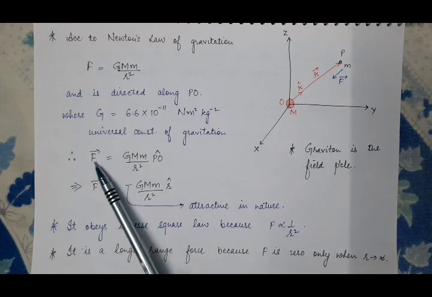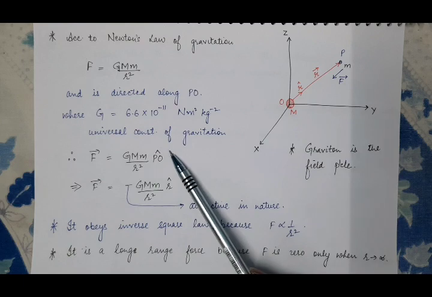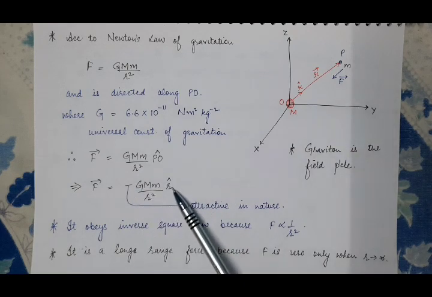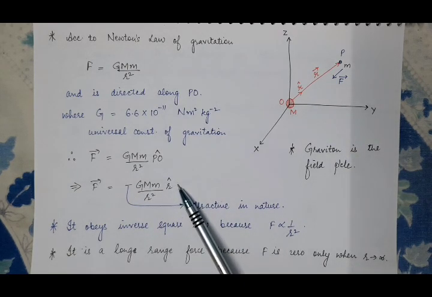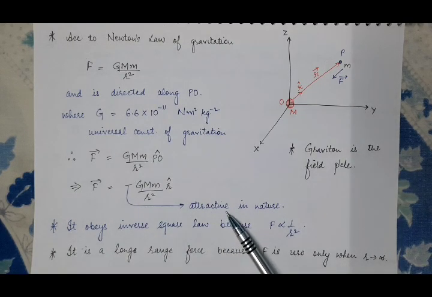And what is the direction of this F vector? It is in the direction of PO, so it will be the PO unit vector. And what is this PO unit vector? It is in the opposite direction to r cap. So its direction is minus r cap. Therefore, this negative sign indicates that the force is inward in nature. It is acting along the line joining the 2 particles and inward. So this negative sign indicates that the force is attractive in nature.